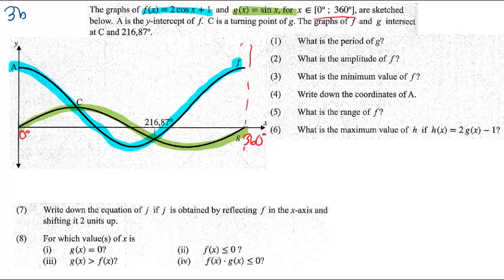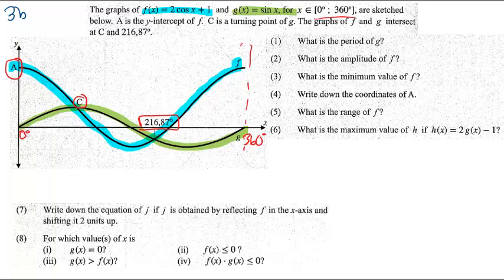Now they're saying that A is the y-intercept for F, that's that one, and C is the turning point for G. It also looks like a point of intersection. The graphs of F and G intersect at C, just like I said, and at 216,87 degrees.